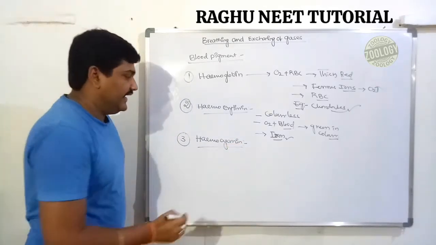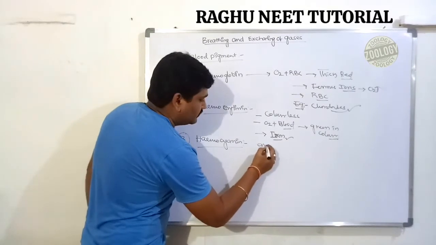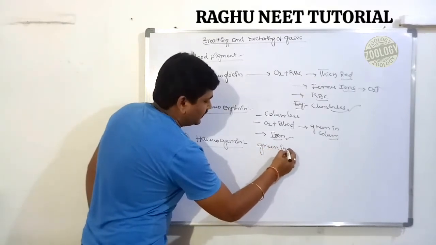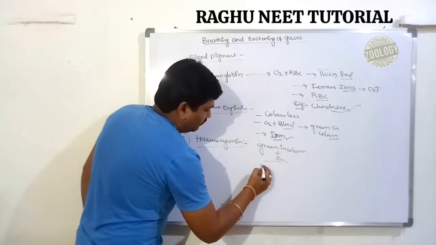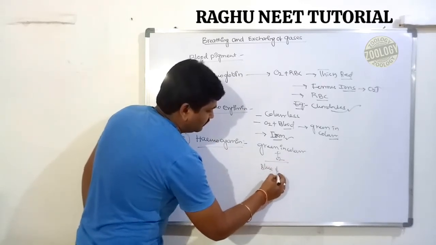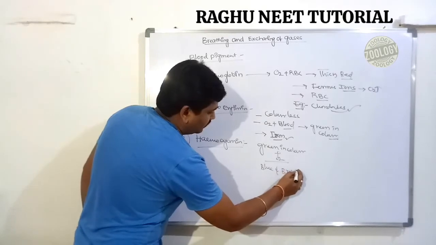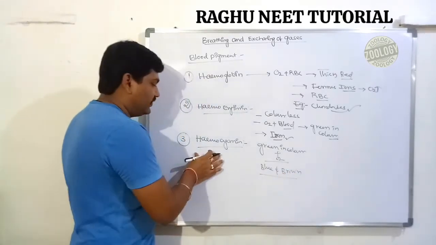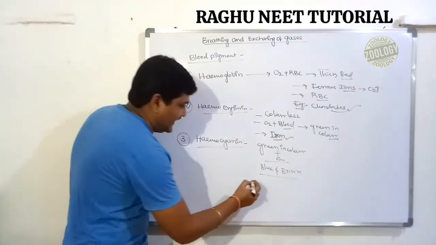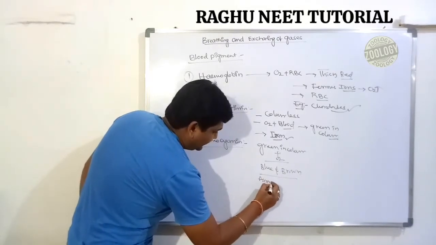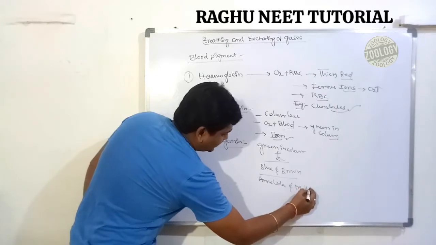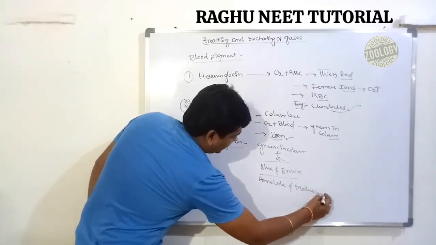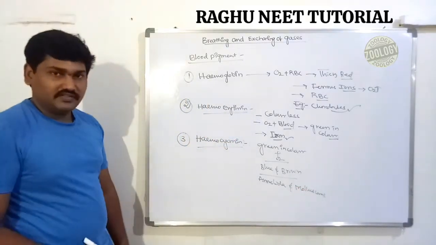Third one is hemocyanin. The hemocyanin is green in color. When it reacts with oxygen, it converts into blue and brown. This type of hemocyanin is present in Annelida and molluscans.